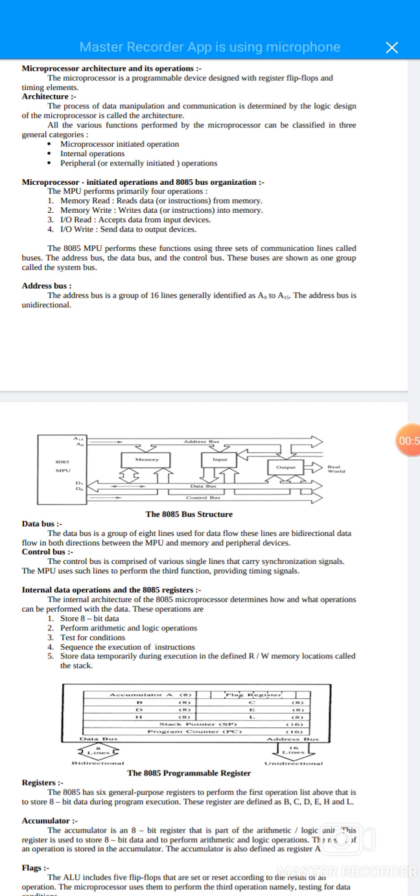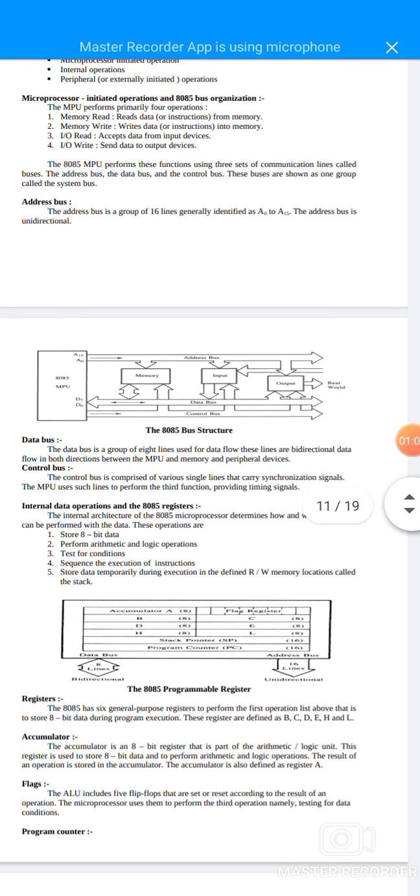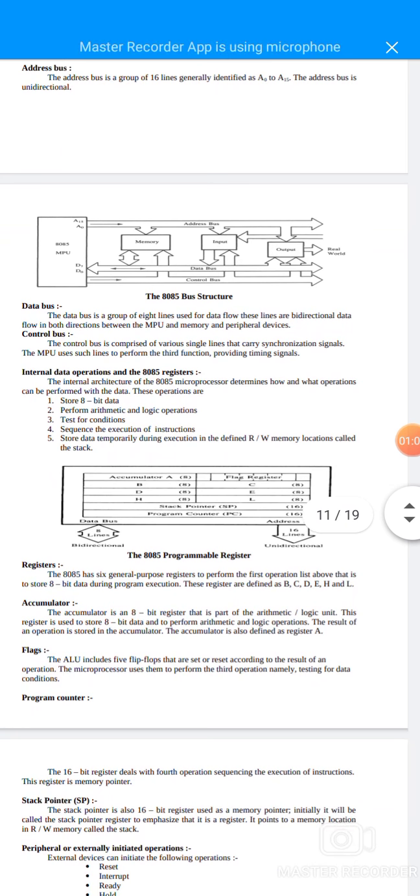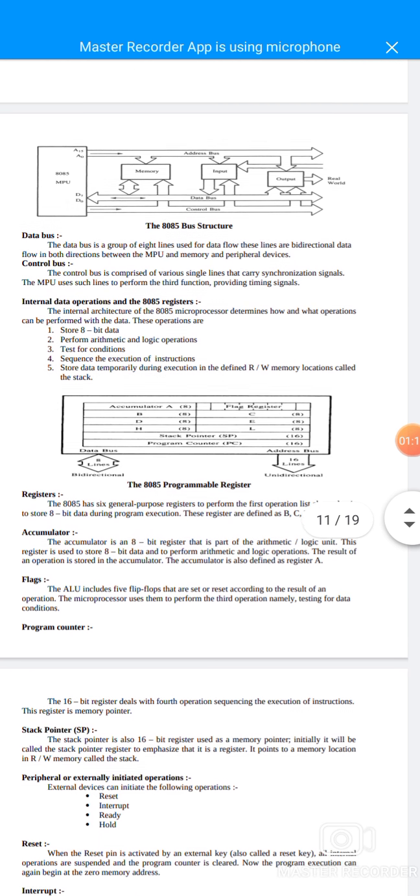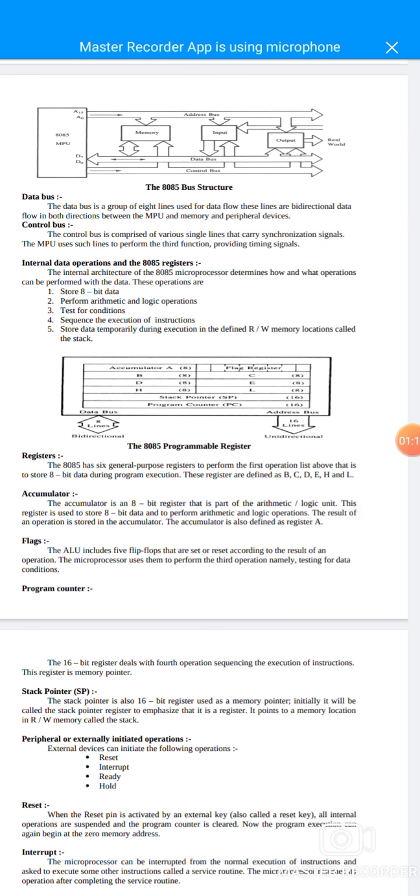Address bus is a group of 16 lines, generally identified as A0 to A15. The address bus is unidirectional. The 8085 bus structure is displayed on the screen. Data bus: the data bus is a group of 8 lines used for data flow. These lines are bidirectional, with data flowing in both directions between the MPU and memory and peripheral devices. The control bus is composed of various signal lines to carry synchronization signals. The MPU uses such lines to perform the third function, providing timing signals.